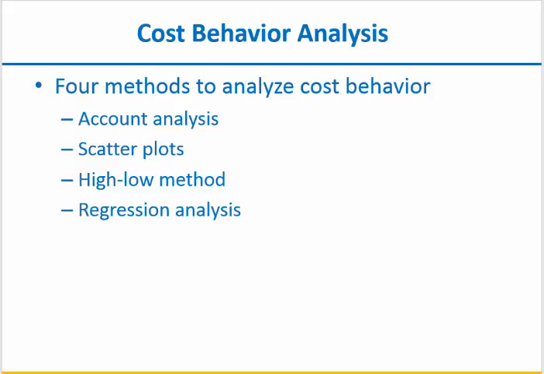There are 4 methods, but we can also divide them into 2 categories. The first 2 methods, account analysis and scatter plots, are more qualitative and graphical methods. So they are quite different and they don't use a lot of quantitative analysis or equations or mathematical calculations. The last 2 methods, high-low method and regression analysis, are very quantitative. So we're going to look at all these 4 methods, to give you different perspectives.